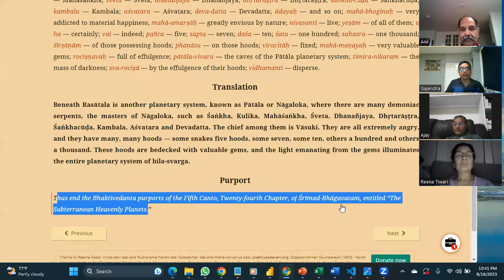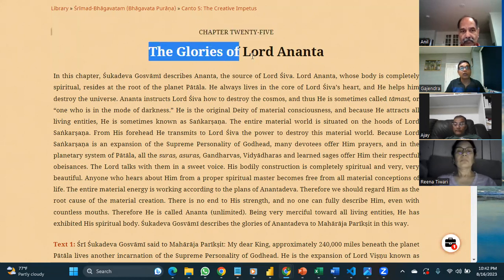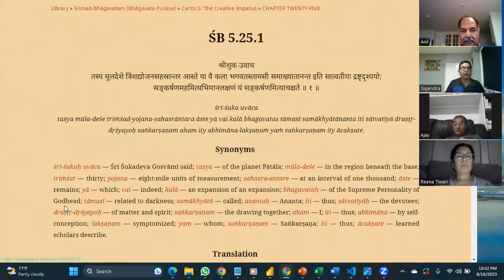And like this it is being explained by Sukdev Goswami ji to Parikshit Maharaj, because Parikshit Maharaj asked to know about this whole Brahmand, how the universe is situated. And so the next chapter, chapter 25, is about the glories of Lord Anand. So we'll continue reading this and see the glory of Lord Anand.